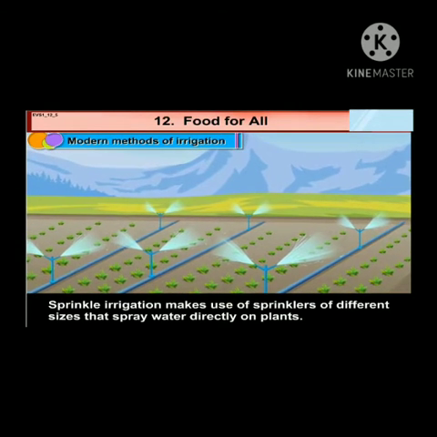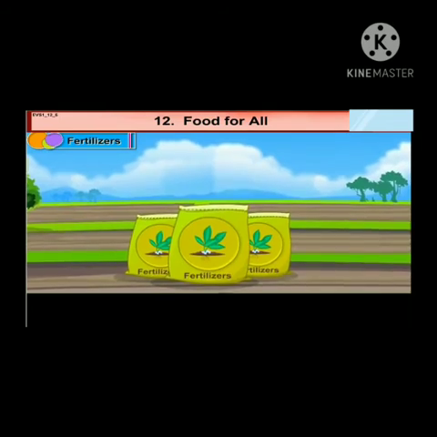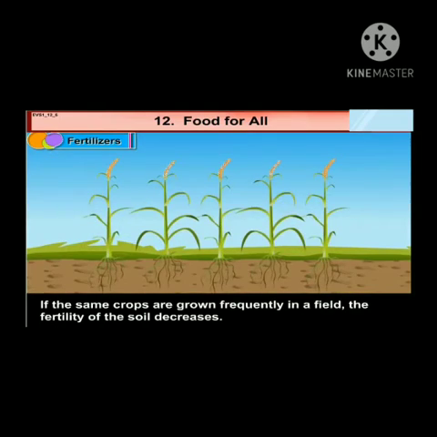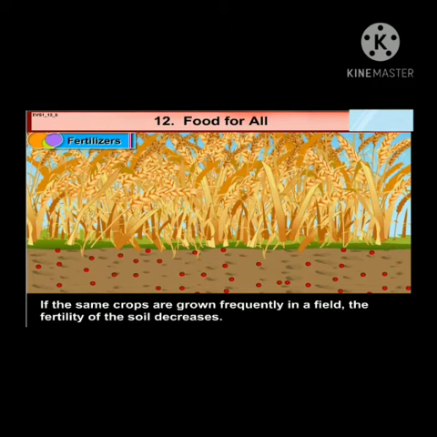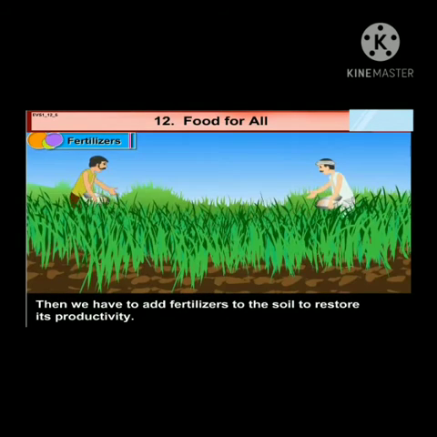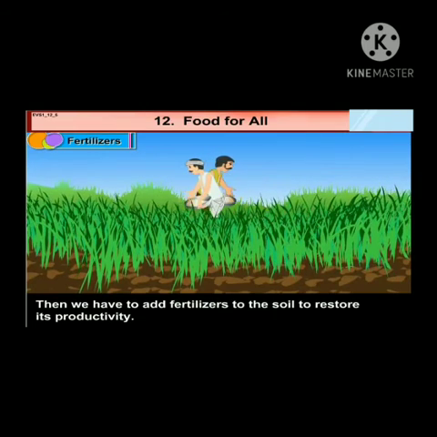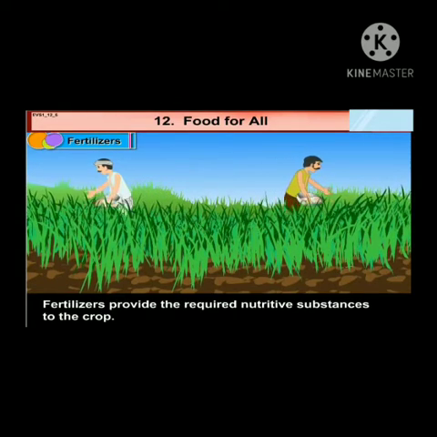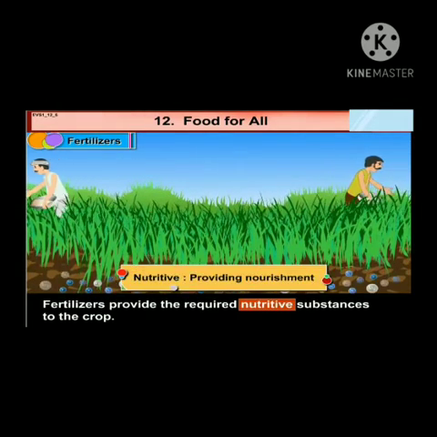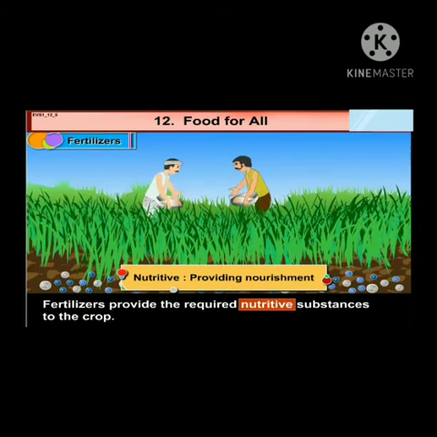Sprinkle irrigation makes use of sprinklers of different sizes that spray water directly on plants. Now we will see fertilizer. If the same crops are grown frequently in a field, the fertility of the soil decreases. Then we have to add fertilizers to the soil to restore its productivity. Fertilizers provide the required nutritive substances, providing nourishment to the crop.